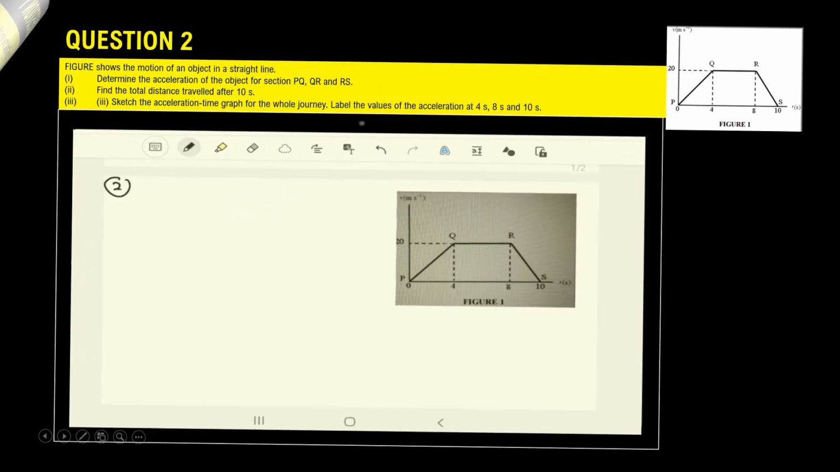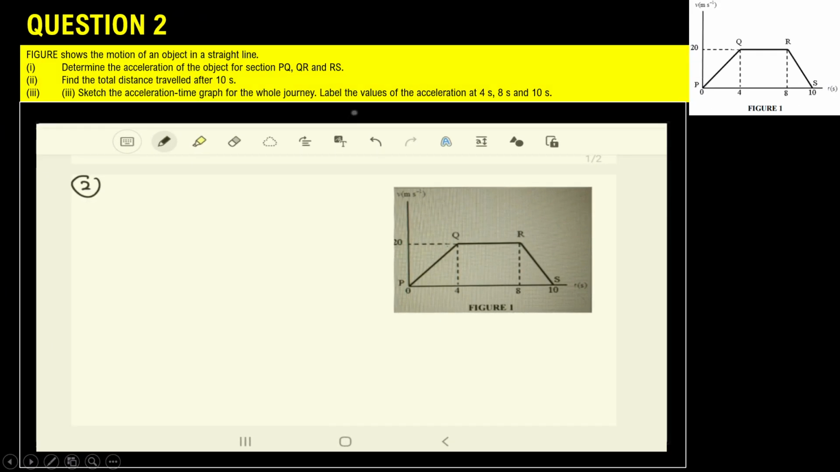Okay, question number 2. Figure 1 shows the motion of an object in a straight line. If you look at Figure 1 here, we have a graph of V against T. Remember, when we have a graph of V against T, the gradient of the graph will give you the value of the acceleration of the motion. Question 1: determine the acceleration of the object for sections PQ, QR, and RS.